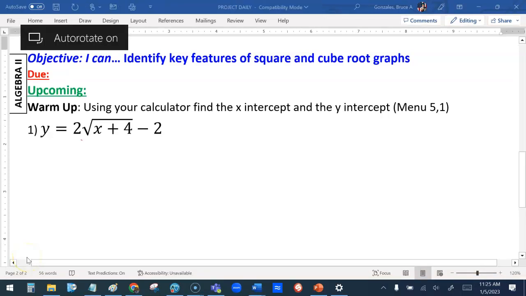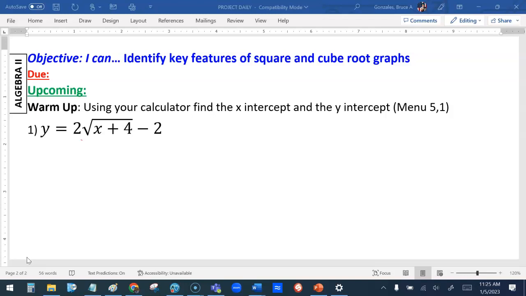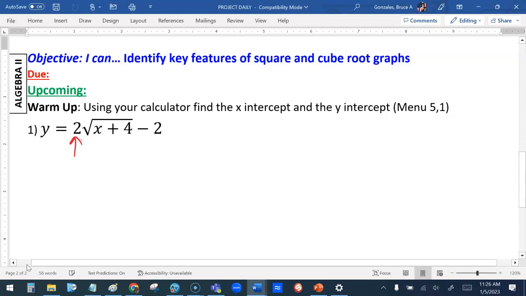So, here we go. Can you identify key features of square and cube root graphs? Just like the last 2 days, you should be able to describe the transformations. So, you don't have to write this down, but y'all tell me, what does this 2 do to this graph?